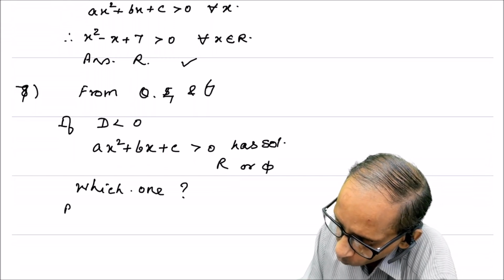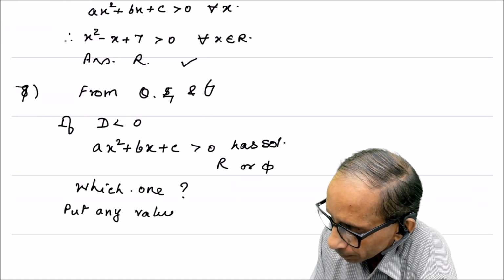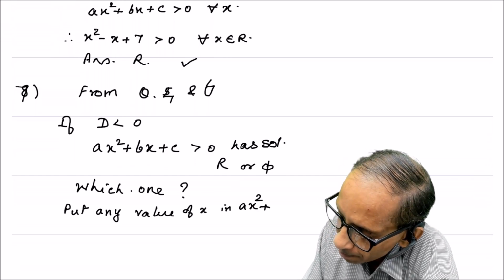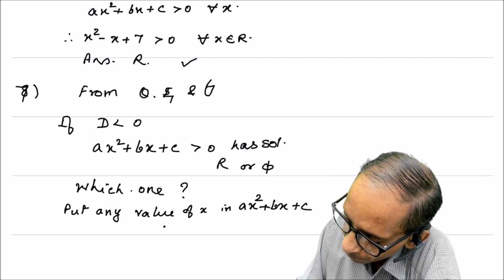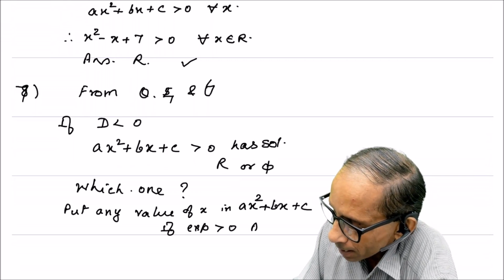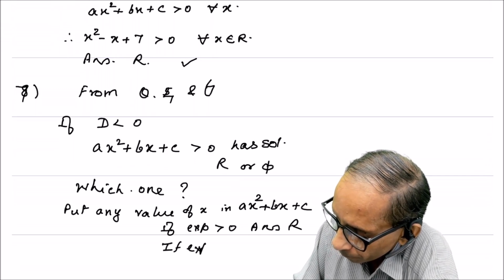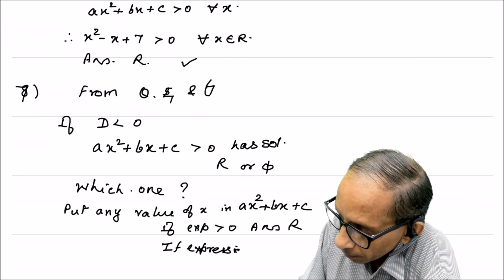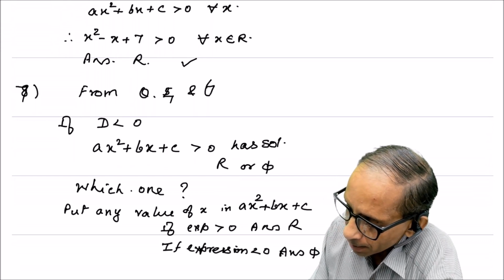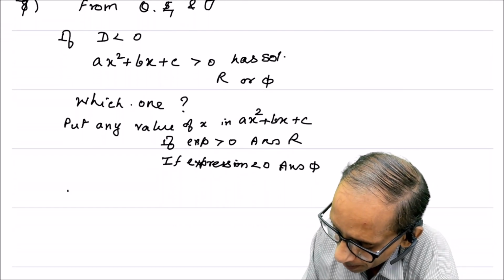For that, put any value of x in ax square plus bx plus c. If the expression is greater than 0, the answer is reals. In case the expression is less than 0, the answer is empty set. We try to illustrate this by using the same examples.